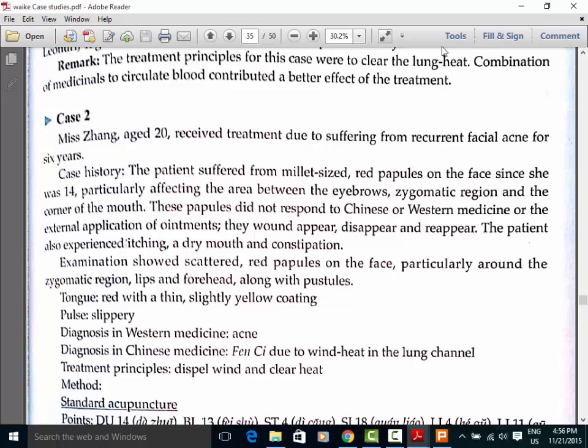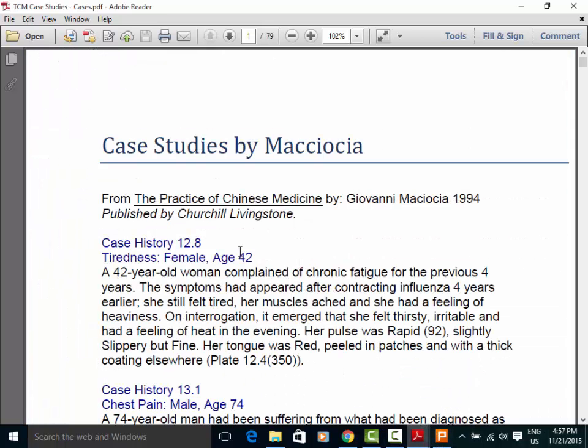So my understanding is you'll have multiple cases from different sources. I have oodles and oodles of cases. I use Maciocia's book, The Practice of Chinese Medicine, a lot for teaching and case studies, because the terminology is pretty familiar with most Western exams. And it's good practice. You can't go through them too much. Even when I go through them to teach, it's like, oh yeah, I see, I learn a new perspective.